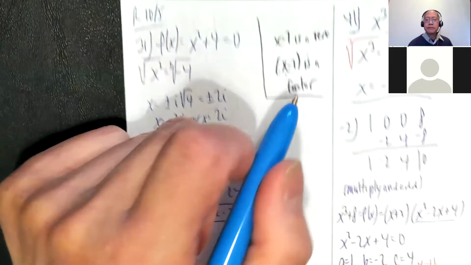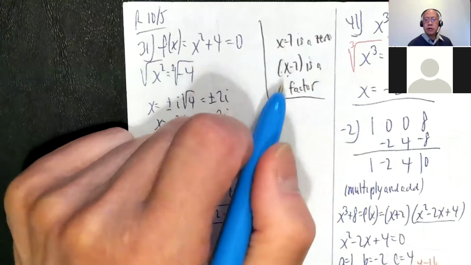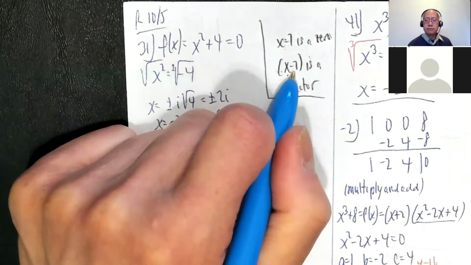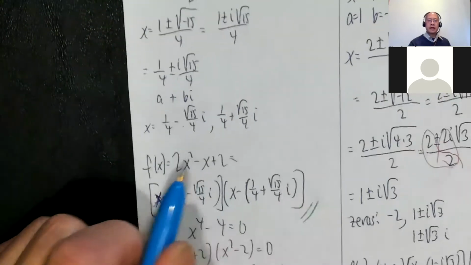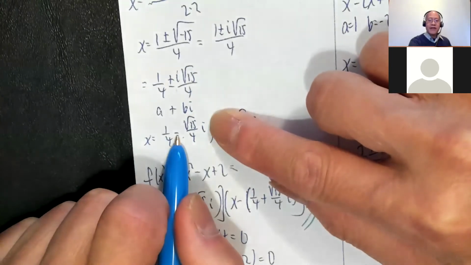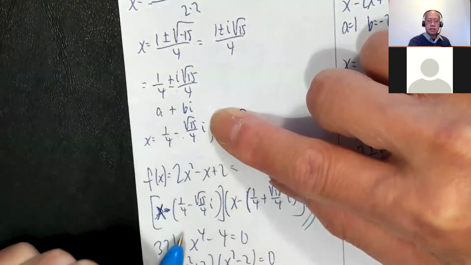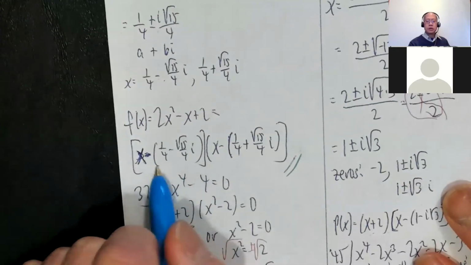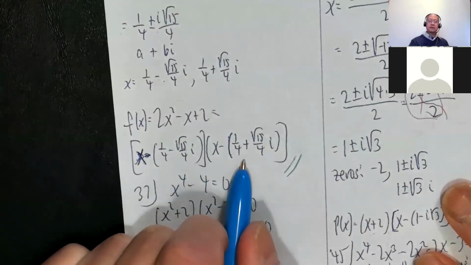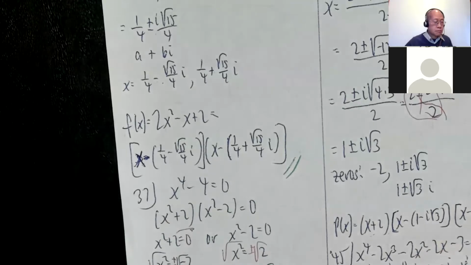Whether it's easy, x equals 7 is a zero, x minus 7 is a factor, or complicated. Okay. So this mess is a zero, so a factor is x minus parentheses, all that stuff. So here we go. That's how bad it looks. Okay.